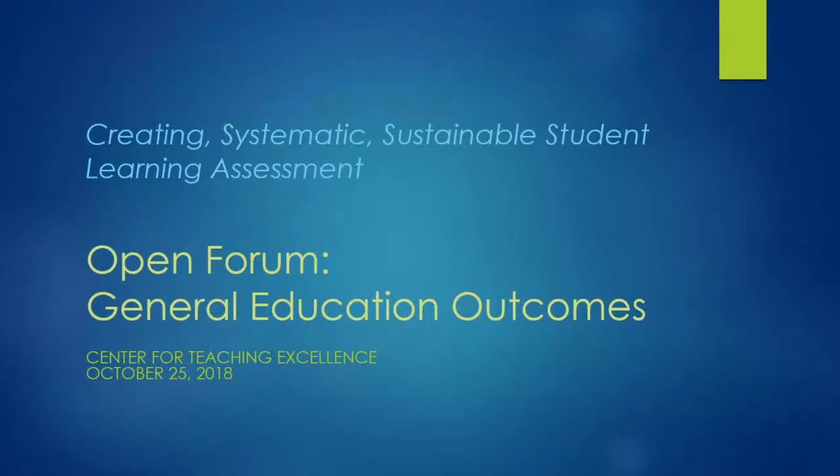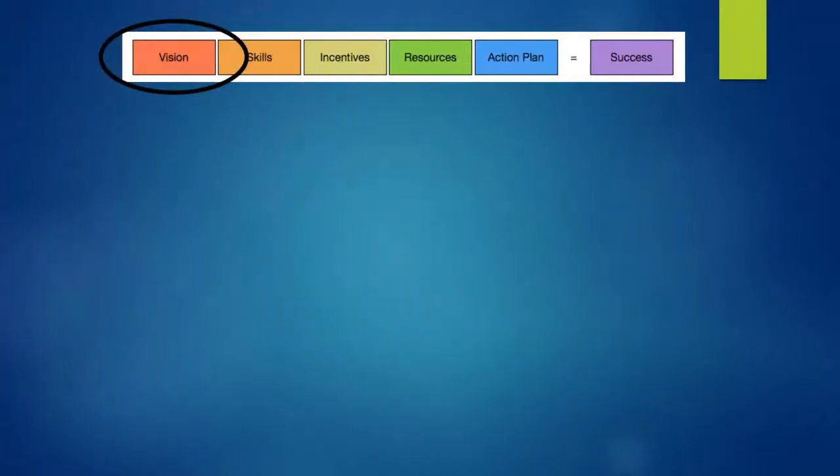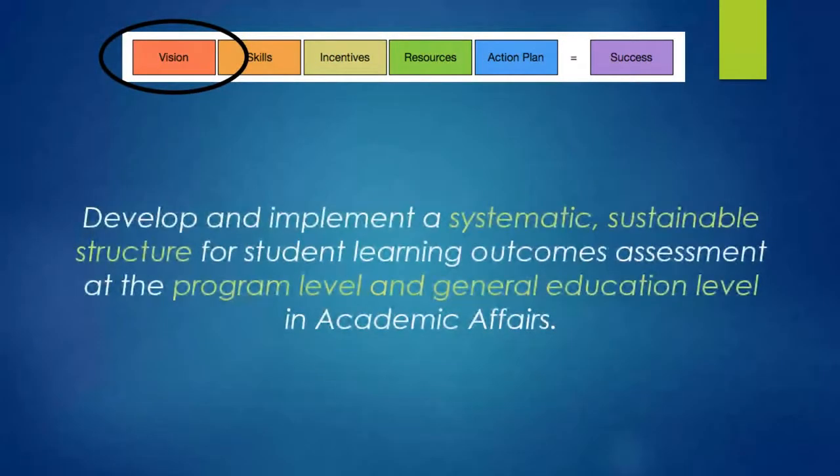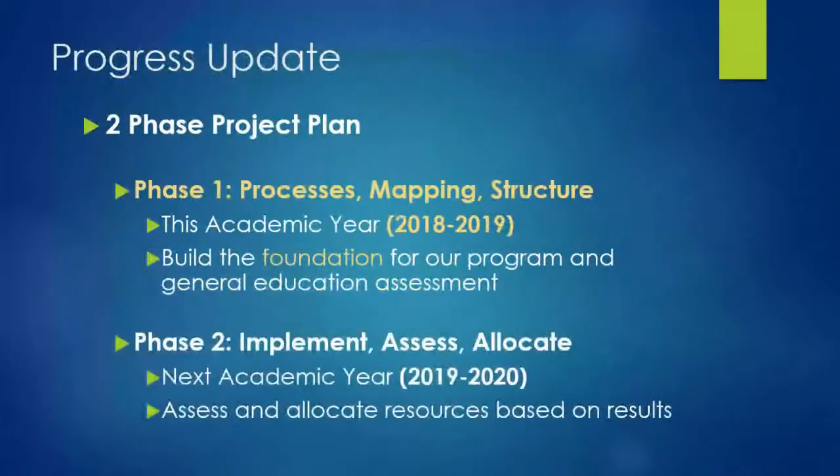general education outcomes revision. We've used this image in the past, but these are the key pieces that we need to be successful in the work around assessment. Talking about our vision, the skills, and some of the other pieces that we've put in place to get us there. Our vision for this work is to develop and implement a systematic, sustainable structure for student learning outcomes assessment, both at the program level and at the general education outcomes level. So that's our vision for this work.